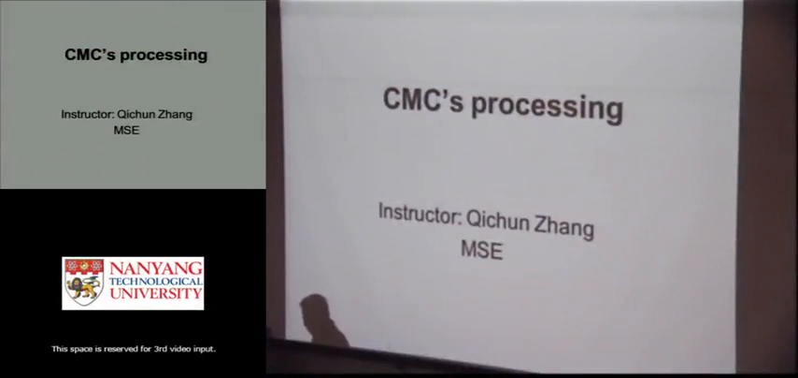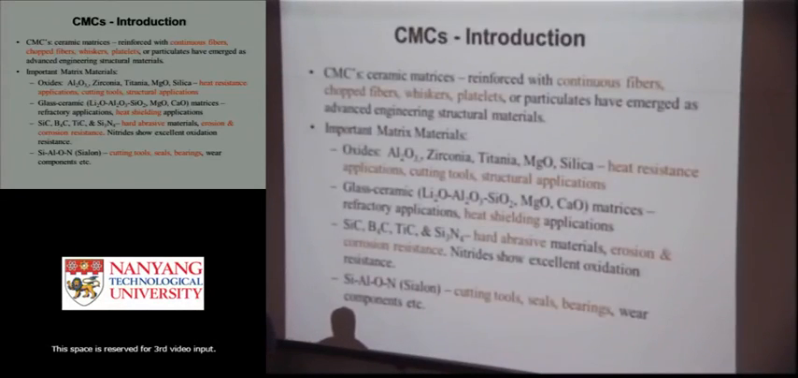So now we talk about the CMC. CMC is a ceramic matrix composite, okay. So this material is very important, because all these materials can go to very high temperature. Normally this CMC has two types of materials. One is oxide, another is non-oxide. Oxide, as we know, can go to very high temperature, okay.